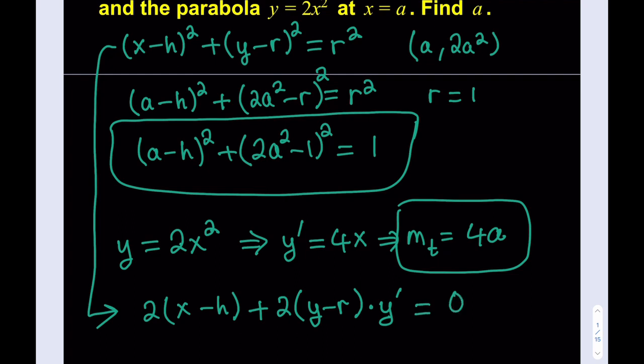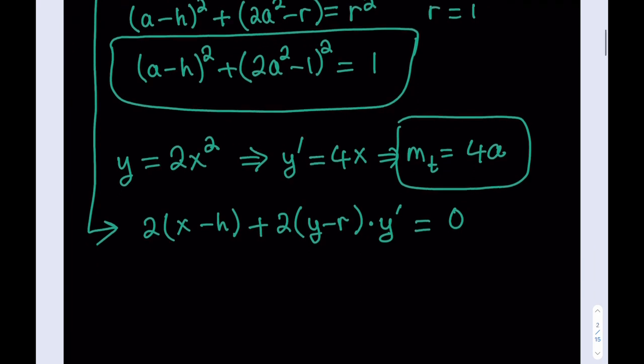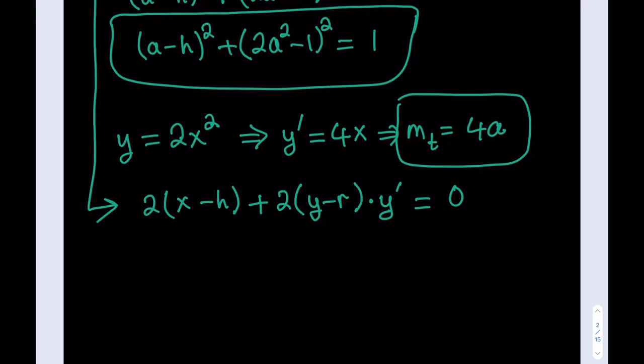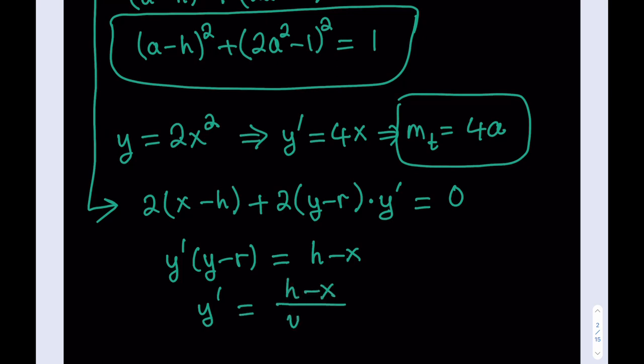Beautiful. Now, in this equation, I have the derivative of y, which is y prime. What I can do is just go ahead and solve for that. I can divide everything by 2. And then I'm going to be getting something like this. y prime multiplied by (y minus r) is equal to what? If I subtract, it's going to be h minus x, the opposite of x minus h, in other words. And then from here, y prime is going to be (h minus x) divided by (y minus r).